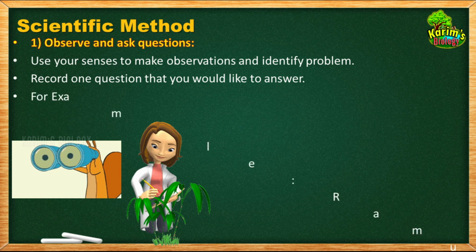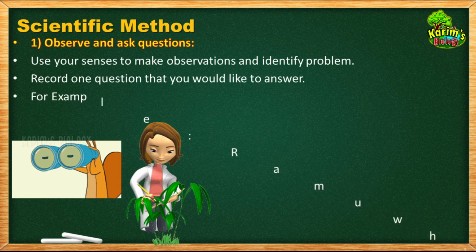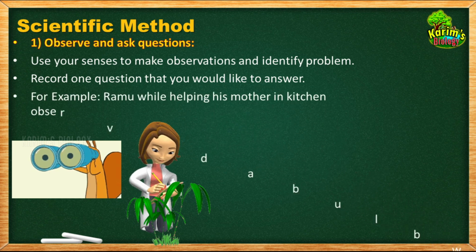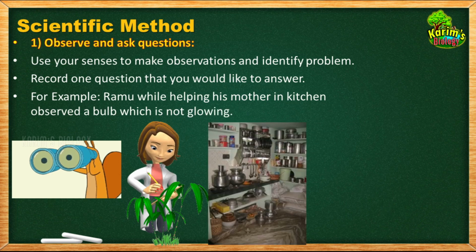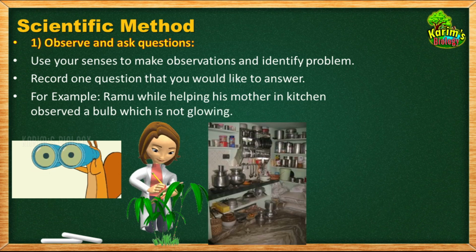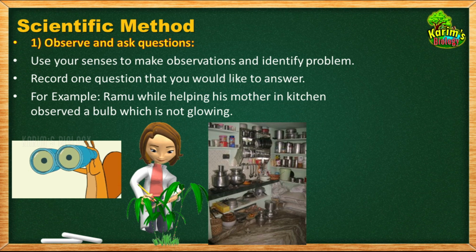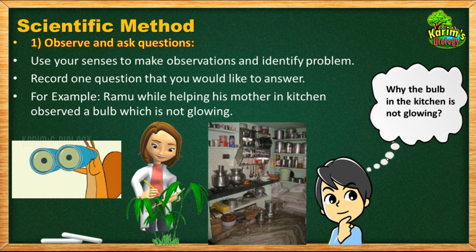Okay, so let me explain this with an example. There was a boy by name Ramu, and Ramu, while helping his mother in the kitchen, observed a bulb which is not glowing. So what is the problem here? The problem is the bulb was not glowing. Why is the bulb in the kitchen not glowing?